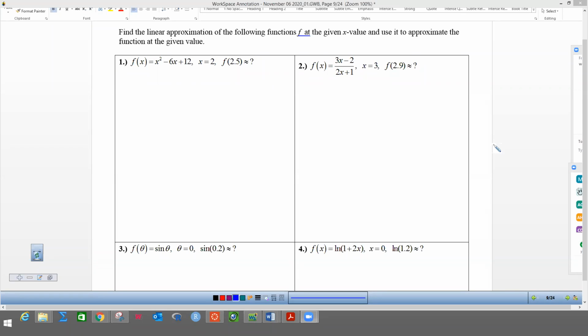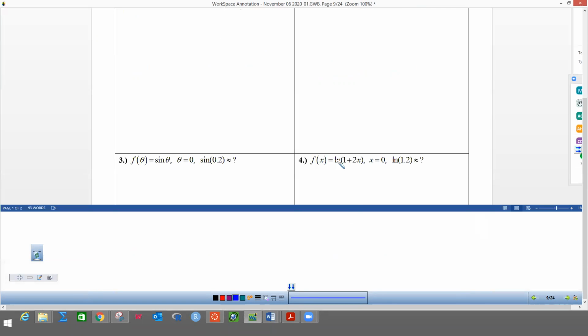Okay, so 4.6 is finding linear approximations. When it says something about linear approximations, that tells me we are going to want to find a tangent line, and we're going to use the tangent line to approximate. Problem number 4 says we want the function f of x equals natural log of 1 plus 2x, and we want to find the tangent line when x equals 0, which should probably be a 1 since this says 1.2. But anyway, this means we're going to use that to approximate what this value is going to be when the x value is 1.2.